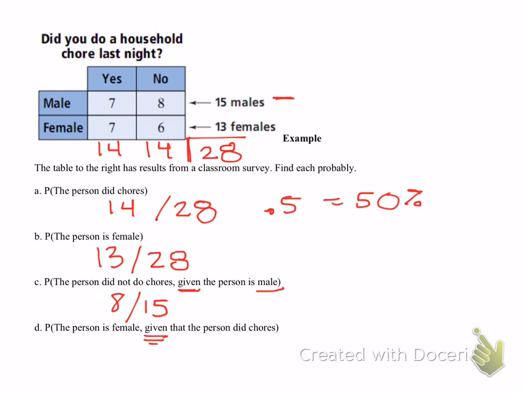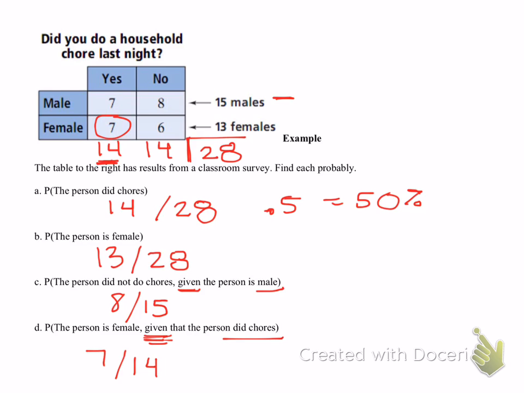Letter D, again, I have a given. So it says given that they did their chores. So I go to the yes category. So 14 people did their chores. And of those 14, 7 of them were female. So again, this is what we call conditional probability, where you're given certain conditions and you have to fulfill them.